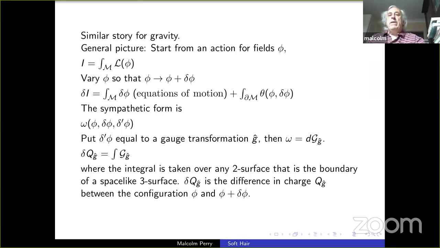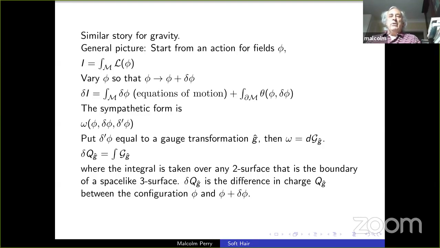There is a general method for determining what these charges are. The idea is you start from an action for a collection of fields phi. If you start from the action, you can vary the fields, and that will give you a bulk term which looks like the equations of motion, and a boundary term, theta.